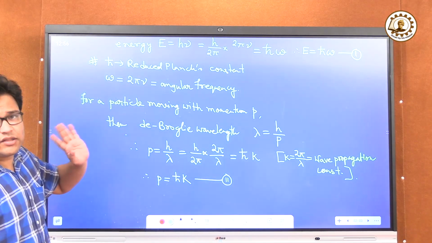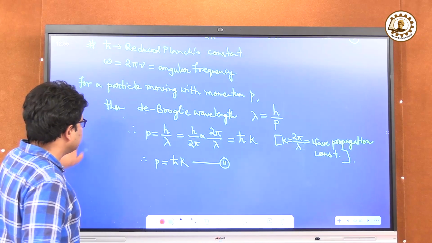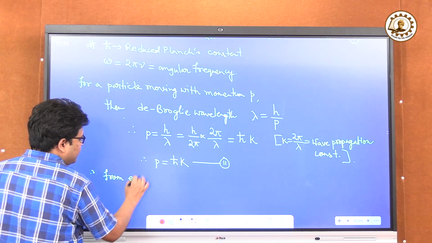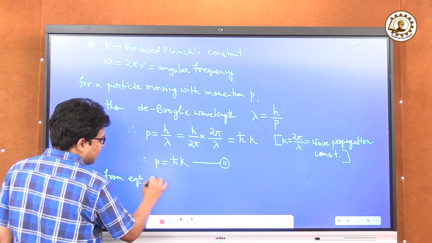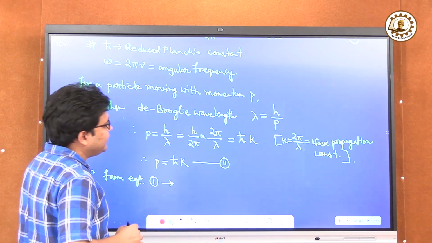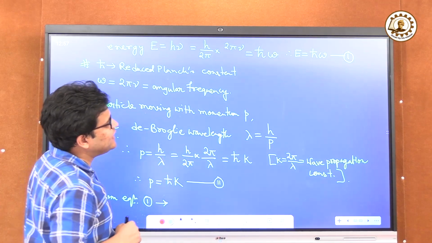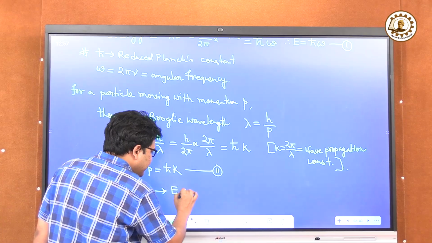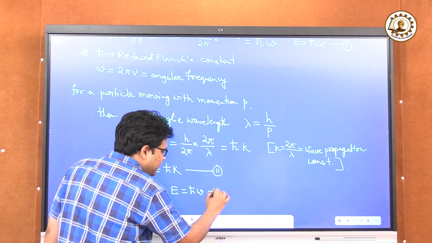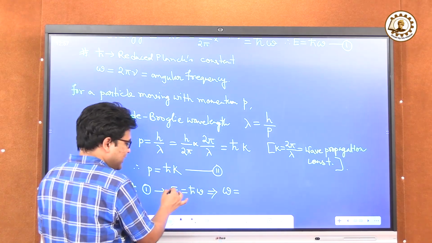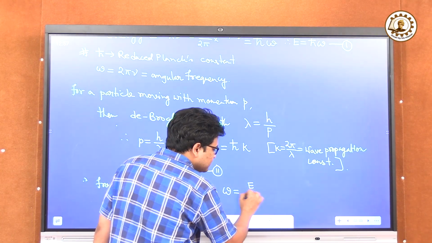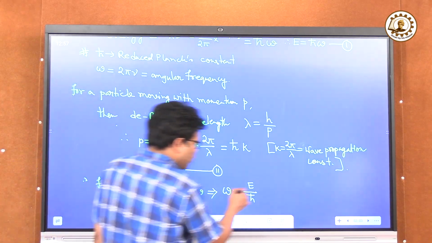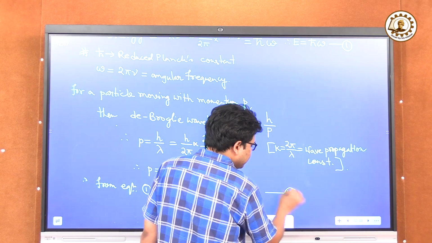Now from equation number 1, we can write E equals h cut omega. So it results in omega equals E by h cut. Remember this: omega equals E by h cut. This is our equation number 3.